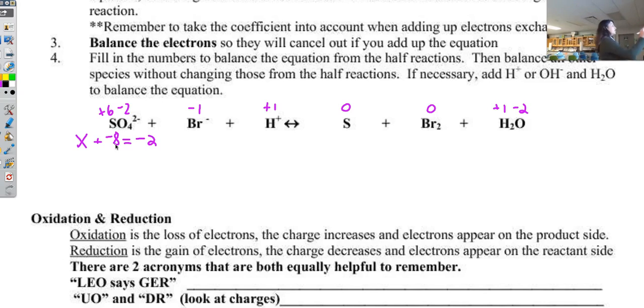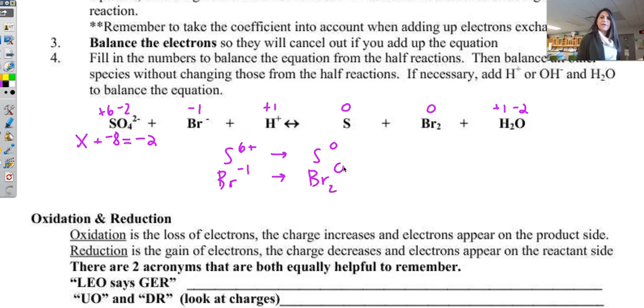I'm seeing that the sulfur is changing from a +6 to a 0. And did you also say that the bromine is changing from a -1 to a Br2 0? Okay, so we haven't finished our half reactions yet. We need to balance the atoms. Well, the S's are a coefficient of 1 and 1. Those are fine. But the Brs, I can see here that I have 2 of these, which means I need to put a 2 in front of there.